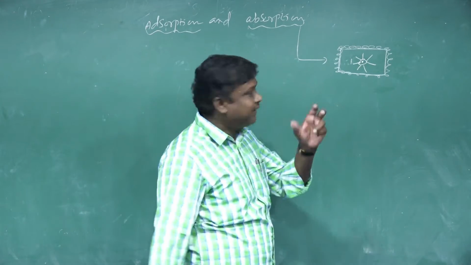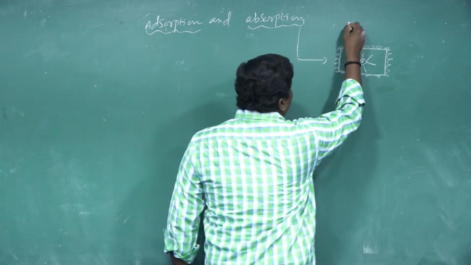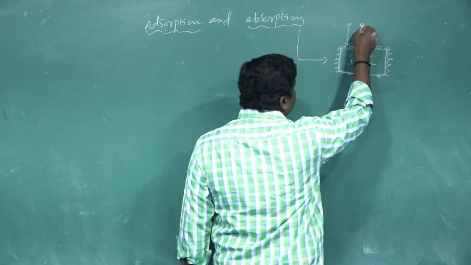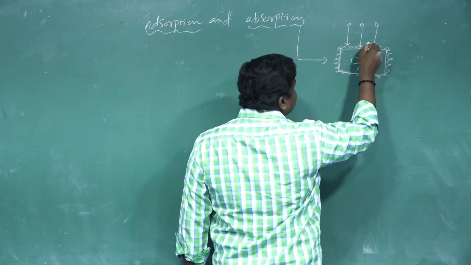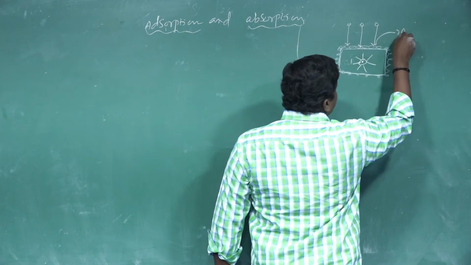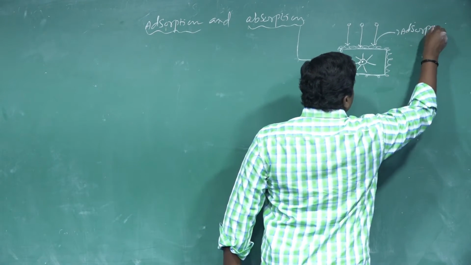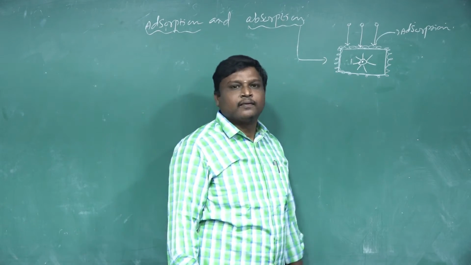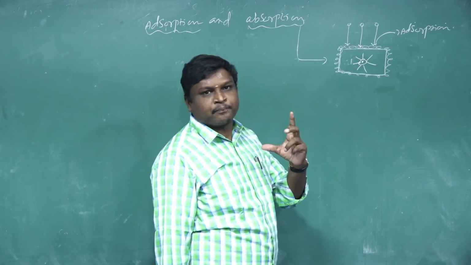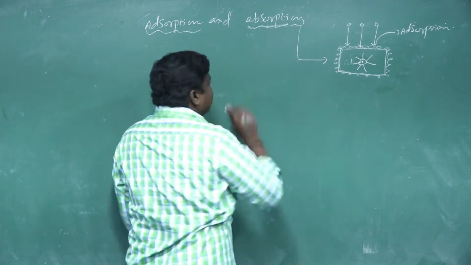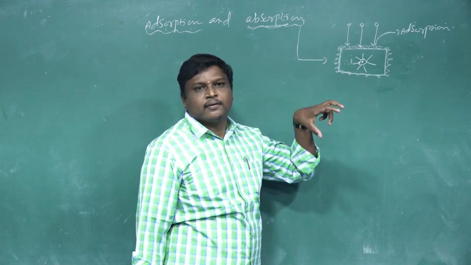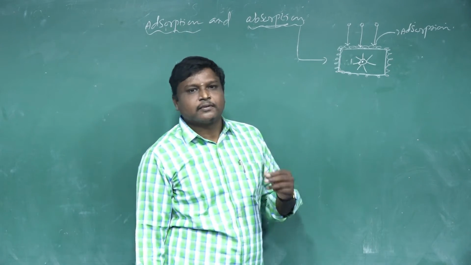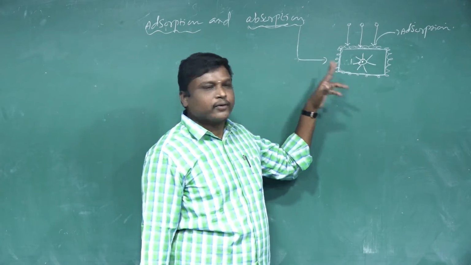In the surface area, there are unbalanced molecules over the surface. This is known as adsorption. Example, dust particles. Next, absorption. This is a bulk phenomenon. Example, sponge plus water. Okay.